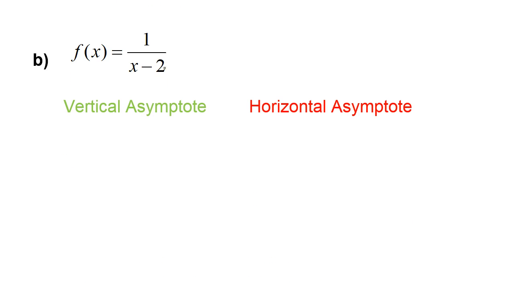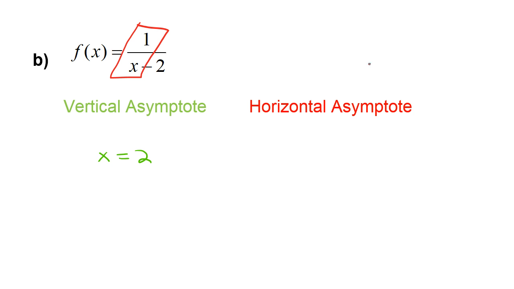Okay, let's look at this one. The value that will make my denominator 0 is 2. So x equals 2 is my vertical asymptote. For my horizontal asymptote, I need to look at the leading term. I'm going to do the same thing I did with the last one. I'm going to put a box around my leading term.